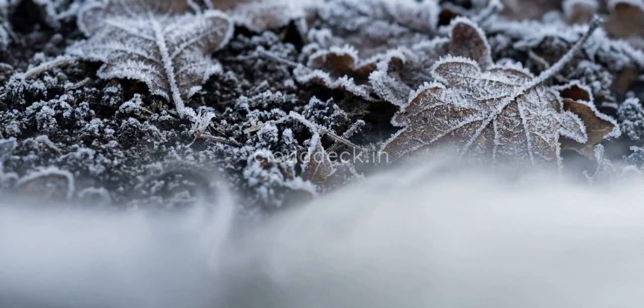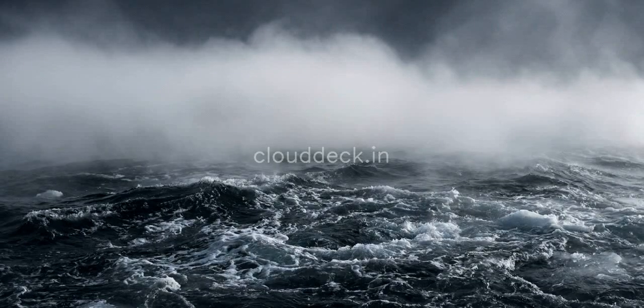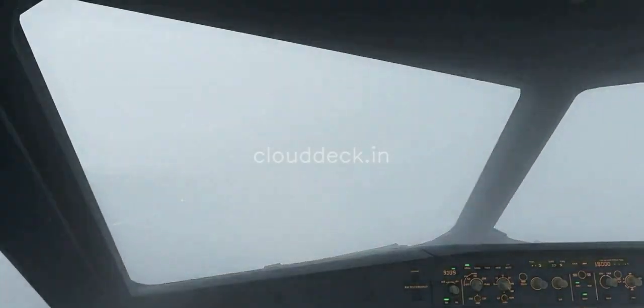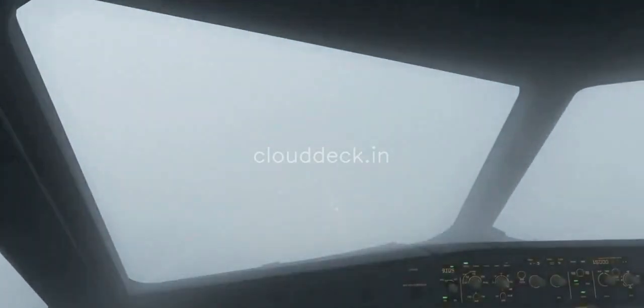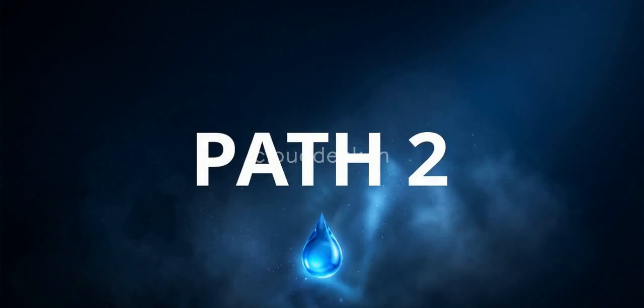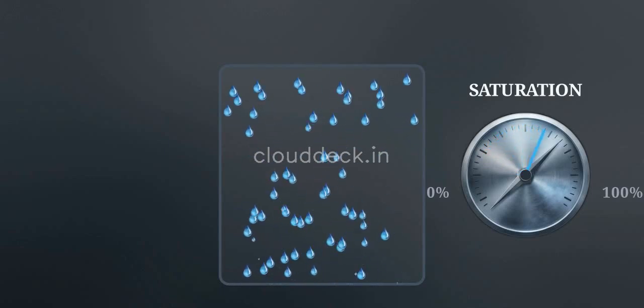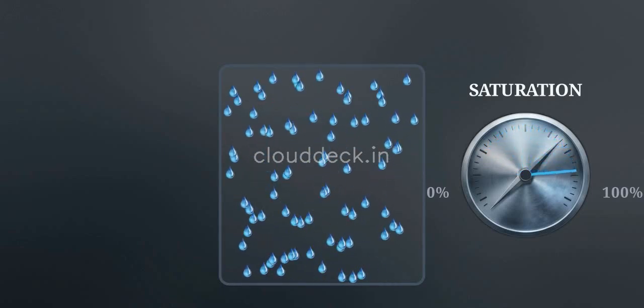Whether it's the cold ground freezing a stagnant layer of air, an ocean current chilling a sea breeze, or a mountain slope forcing wind into the upper atmosphere, dropping the temperature is a highly effective way to blind a runway. The second path to achieving saturation doesn't rely on dropping the temperature. Instead, it forcefully injects moisture into the air until the environment simply cannot hold anymore.